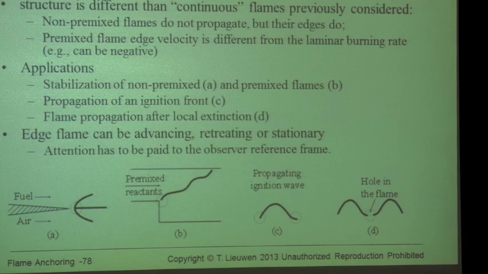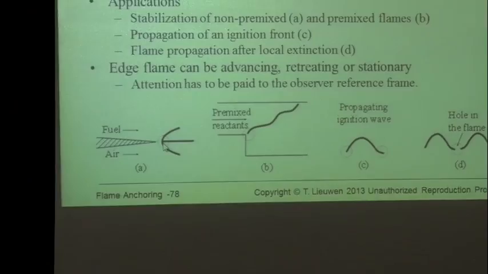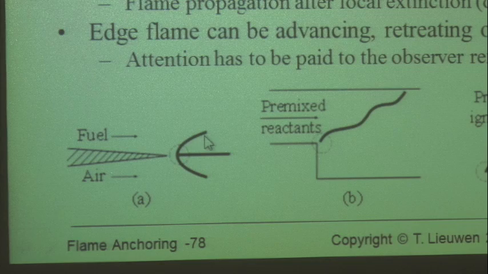We talked about these triple flames a little bit yesterday. This is an example of a propagating edge flame. So this is the non-premix branch. This would be the lean premix branch, the rich premix branch. And this front is propagating at a certain speed. It's an edge propagation speed.